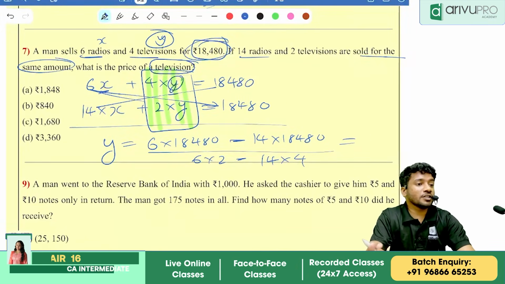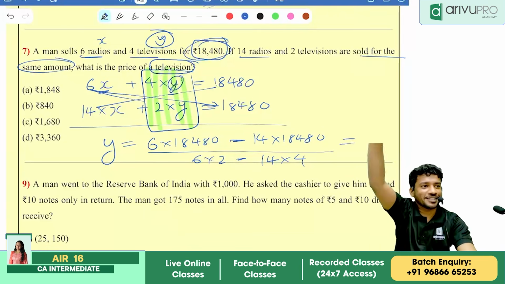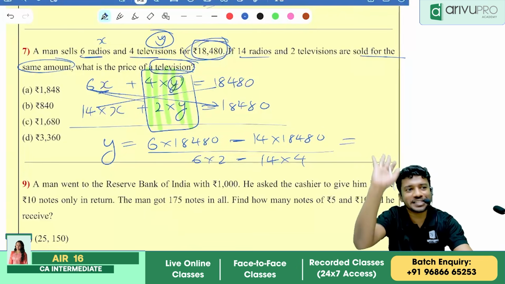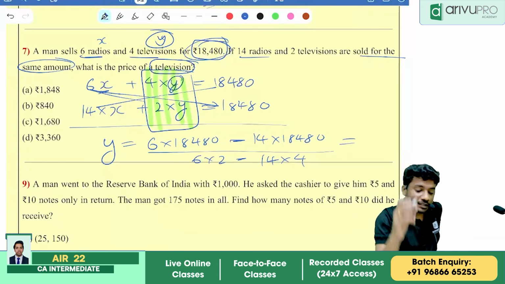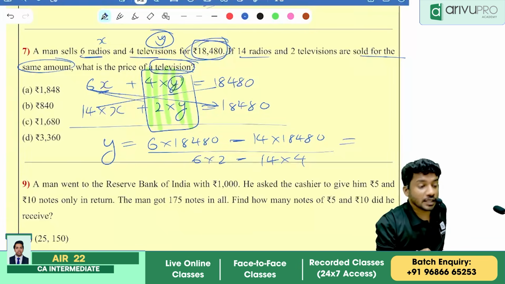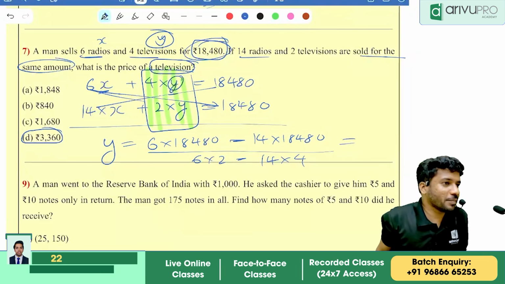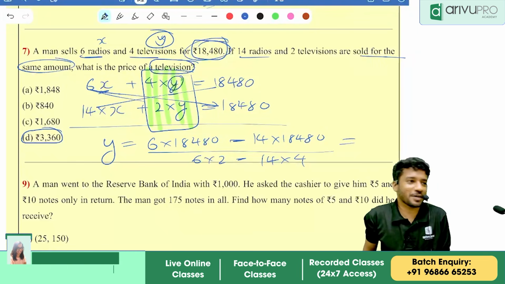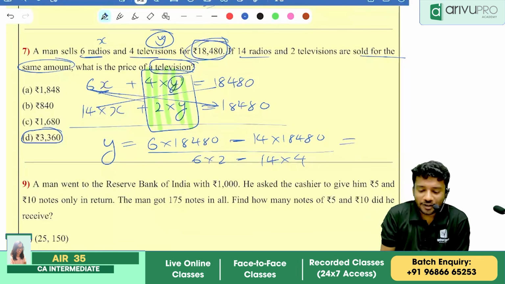Now, if you don't know this method, what will you do? Elimination method, substitution method, all those methods you will do. It's completely up to you. How much is that? 3360. Okay, perfect. Many people are telling the same answer. Good. Previously also many people told the same answer. I don't know why.